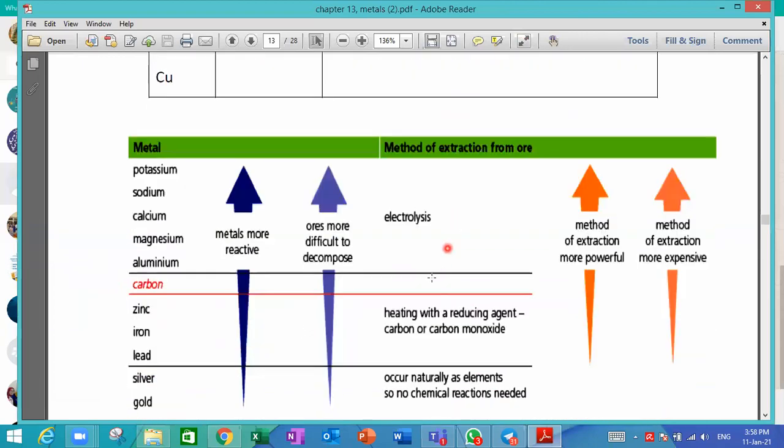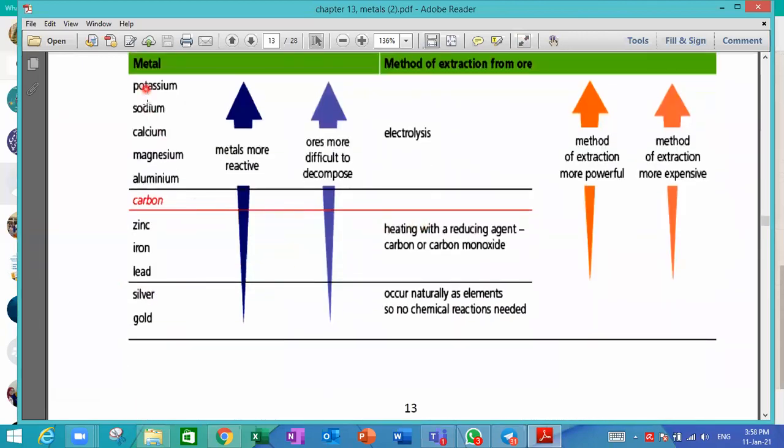Okay. Now, we will see that the metals that are highly reactive will be extracted using electrolysis. And of course, electrolysis is a powerful tool and it's expensive because it needs a lot of energy to take place. So it is a powerful method, and also it's more expensive than extracting metals by using carbon or carbon monoxide. But the metals that lie below carbon in the reactivity series would be extracted by reduction with either carbon coke or with carbon monoxide.